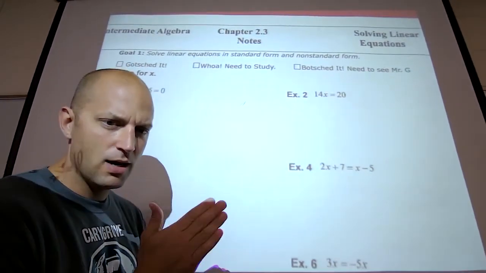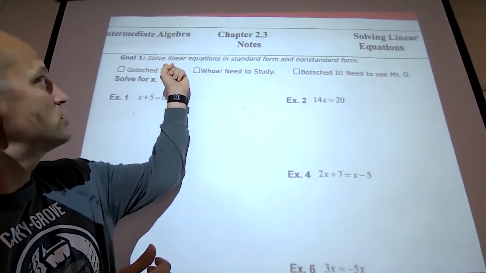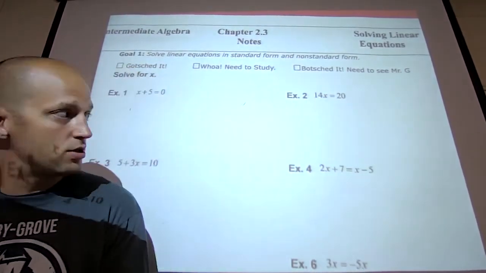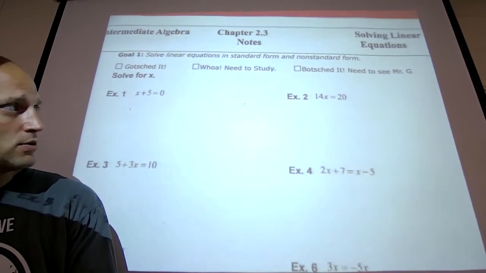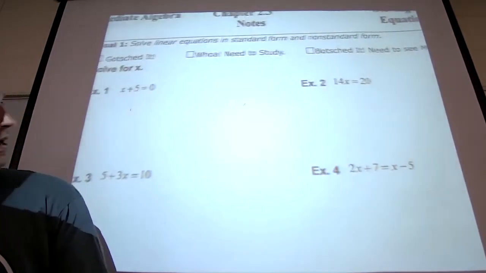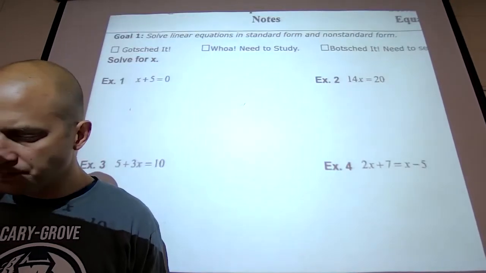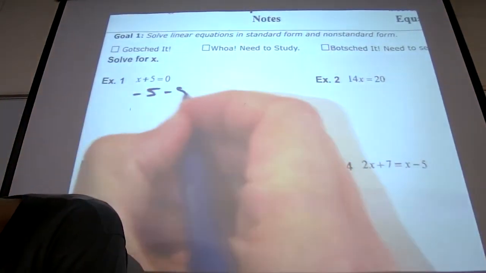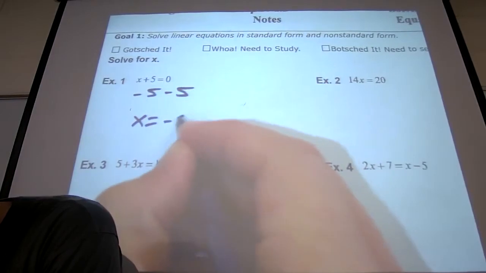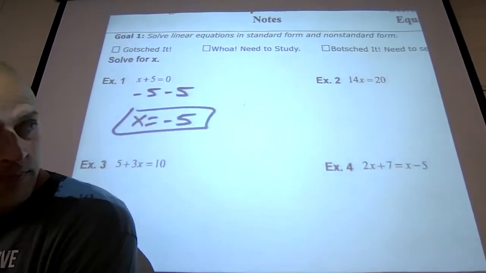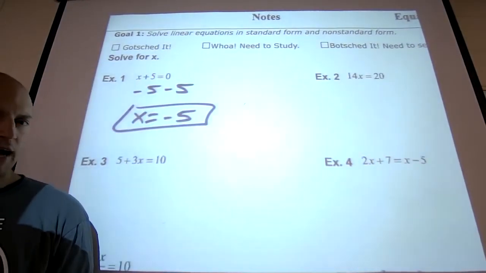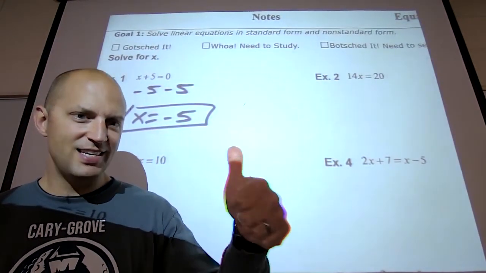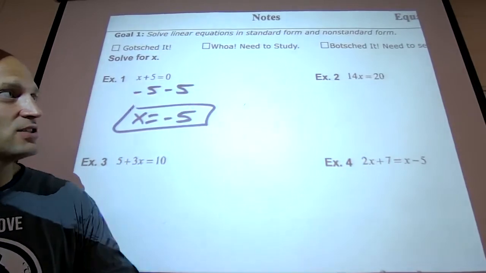So little warm up. We're solving linear equations in standard form. I want to see if you guys can do 1, 2, 3, and 4. And I will zoom in on those so you can see them nice and big. Subtract 5. All right, subtract 5. We got x equals -5. Put a thumb up. You got that one right? Easy. Next one, number 2.